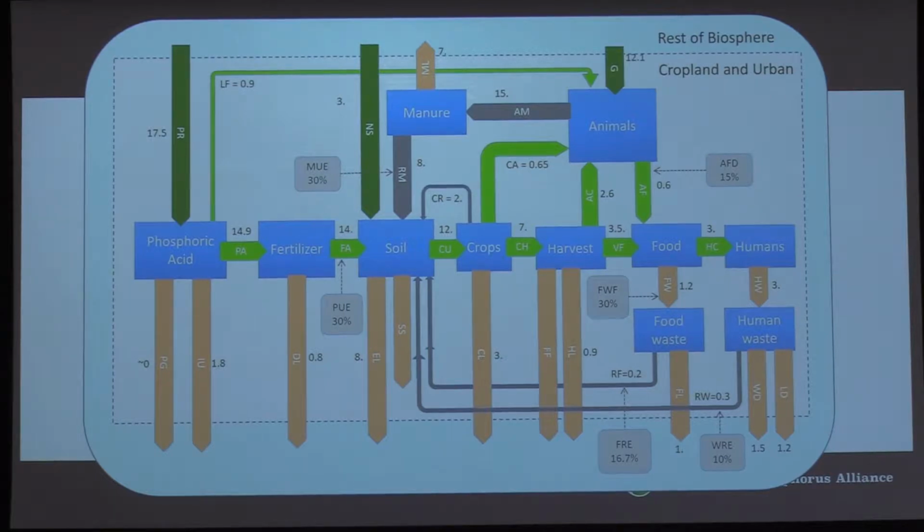So the picture here is a conceptual model. Phosphate rock is produced into phosphoric acid, makes fertilizer, applied to soil, taken up by crops, harvested. Some goes to animals. You get a recycle loop there with the manure.